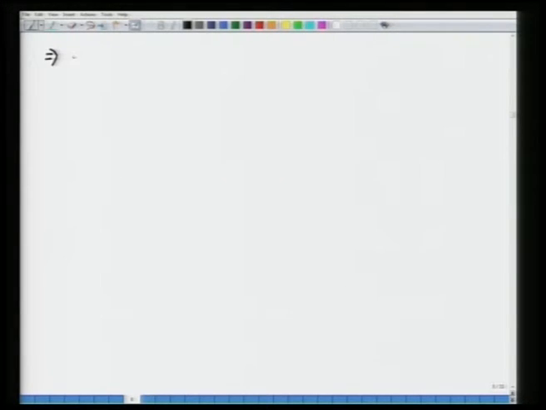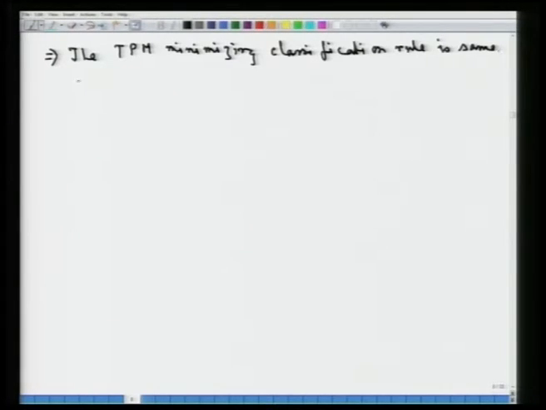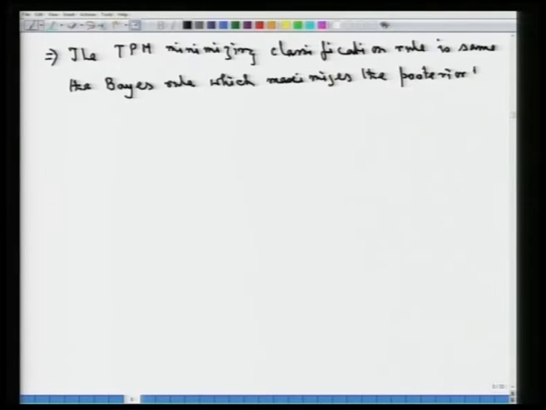So, this implies that the total probability of misclassification minimizing partition, or minimizing classification rule, is the same as the Bayes rule which maximizes the posterior probability. So, this is another justification of looking at either of these two rules.